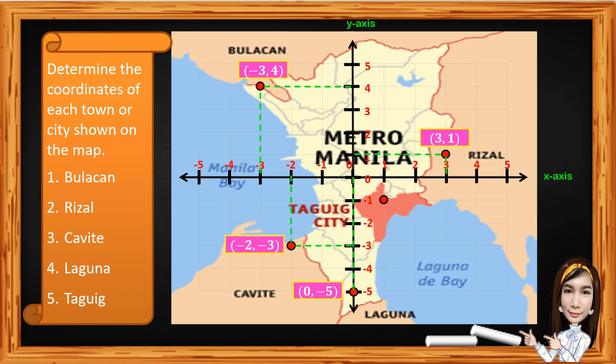And for the last, we have the city of Taguig. A vertical line is passing through the point and aligned to positive 1 on the x-axis, and a horizontal line is passing through the point and aligned to negative 1 on the y-axis. So the coordinates of Taguig is 1, negative 1, which is located on quadrant 4.